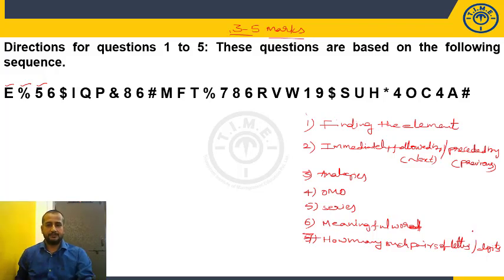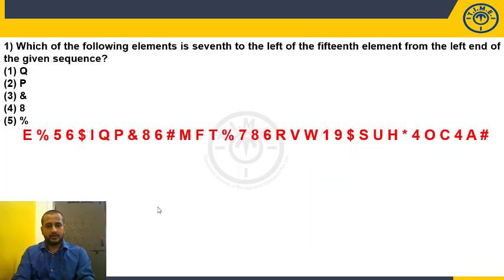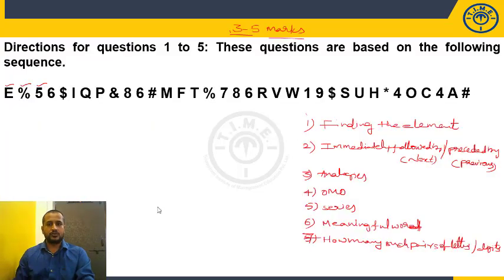Okay, so to find the element, we have two methods. One is the standard procedure and one more is the shortcut method. First, note down the question types. Finding the element. Second one is using technical terms, immediately followed by and immediately preceded by. The third one is analogies. The fourth one is odd man out. The fifth one is based on the series. And the sixth one is meaningful word.